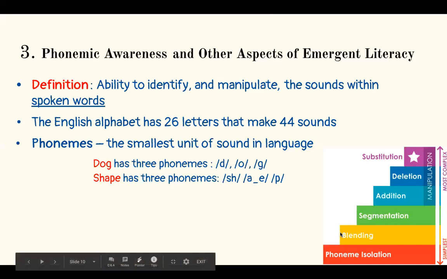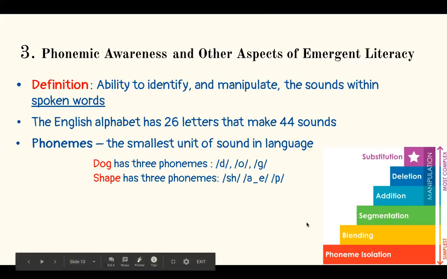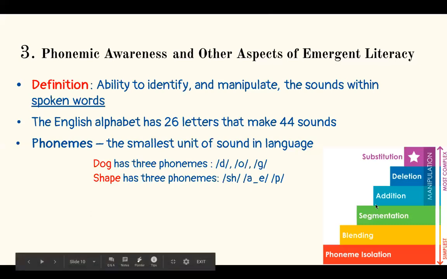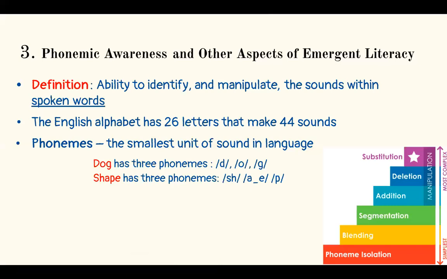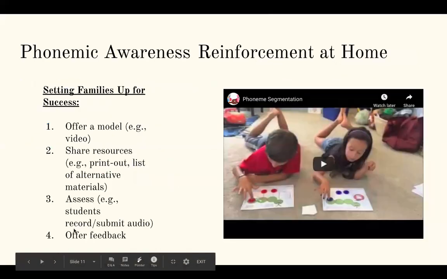And young students need to be able to isolate some of these phonemes. They need to be able to blend them to make new words. They need to be able to segment them. They need to be able to just manipulate them. Like if we add unique phonemes or if we delete unique phonemes, can they follow the intended new word?